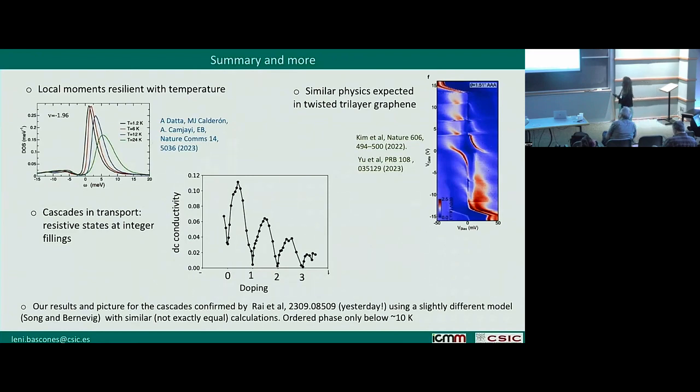We do expect to have similar physics in twist trilayer graphene, where in fact the cascades have been observed experimentally, and a heavy fermion-like model has also been proposed by Shankar and collaborators. And well, yesterday a paper appeared that confirmed our picture, and they are doing similar calculations, but for a slightly different model. So neither the interactions nor the starting point is exact, and they reproduce our cascades, our spectral weight reorganization, and then they look also at an ordered phase, and they find it's only below 10 Kelvin. Thank you.